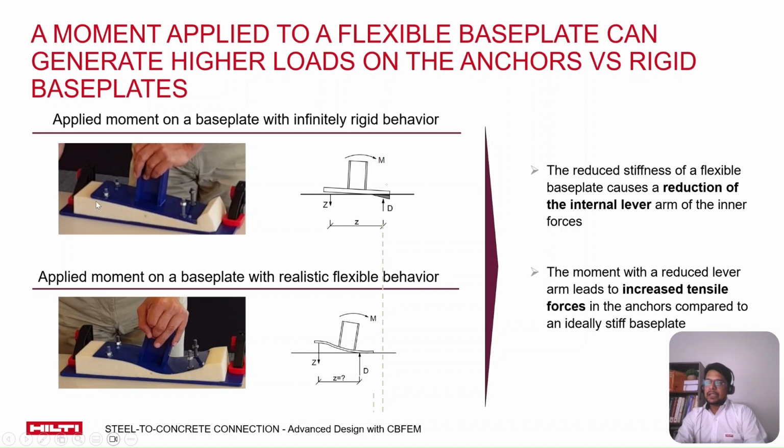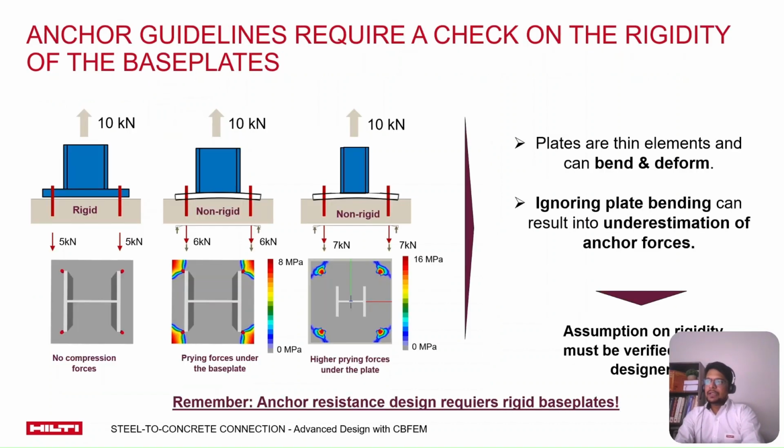But if this base plate is more or less flexible, then the center of compression shifts from this location to somewhere around this location, and hence the lever arm gets shortened. As a result, to satisfy the equilibrium, the loads in the anchors have to be increased so that the equilibrium condition can be satisfied. Right, so moving on to the next part. Okay, so this is just a depiction of what we were discussing.